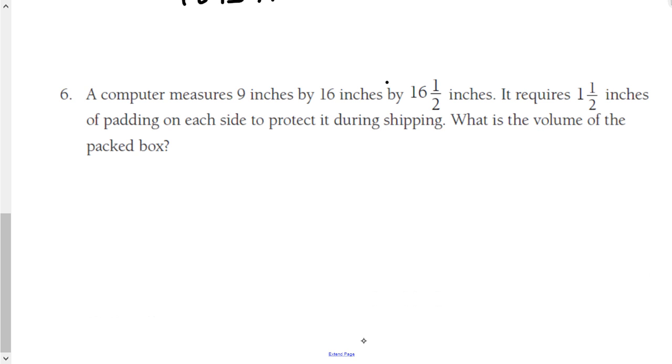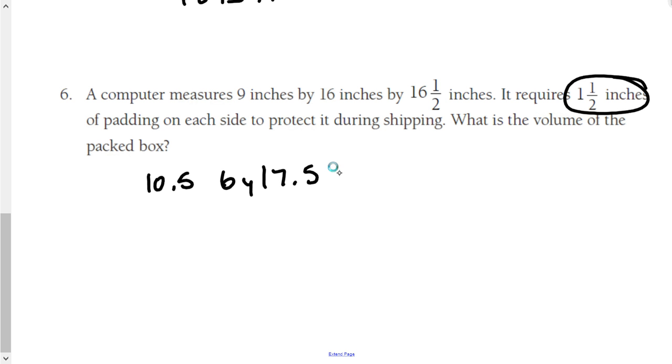So a computer measures 9 by 16 by 16.5 inches. It requires 1.5 inches of padding on each side. What is the volume of the padded box? So this should be 10.5 by 17.5 by 18. So 10.5 times 17.5 times 18.